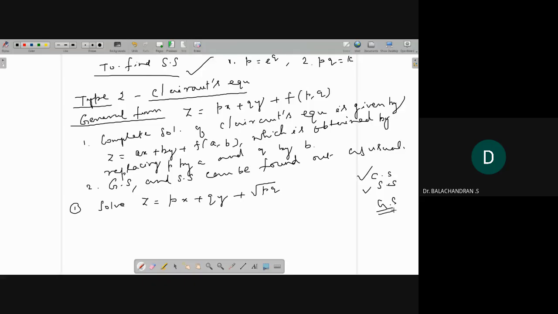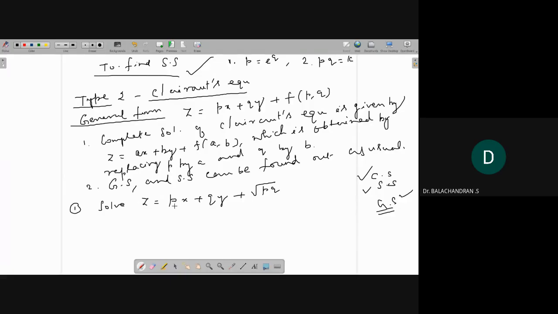Because you can get the general solution from the complete solution, if you replace c by either a function of a or a function of b, differentiate partially with respect to a or b, and eliminate a or b, you will get the general solution. But we are not finding the general solution explicitly. For type 1, though, the general solution should be essential. Now, we should find the complete solution first.